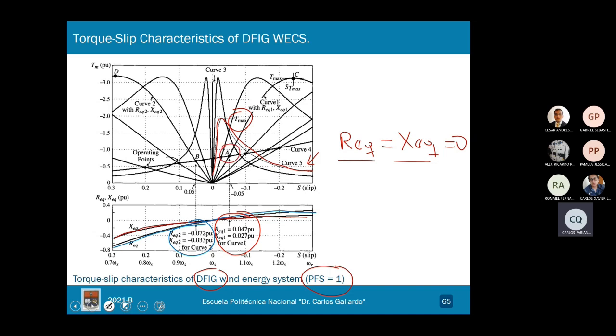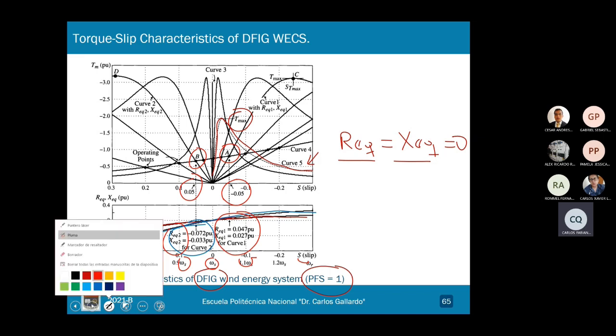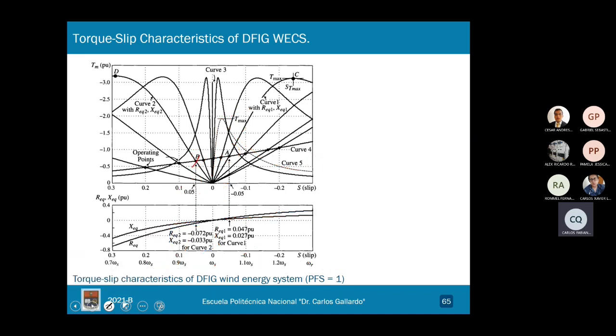Okay, so I will have the supersynchronous mode of operation. This is the intersection point A, and the subsynchronous mode of operation is the point B, because I will have here the slip is positive and this is negative. Okay, so if I change the speed, I am able to plot the equivalent resistance and the equivalent reactance. For these 2 points of operation, B and A, I will get these values. So this is the torque slip characteristic of the double-fed induction generator with the power factor equal to 1. So pay attention to curve 5.